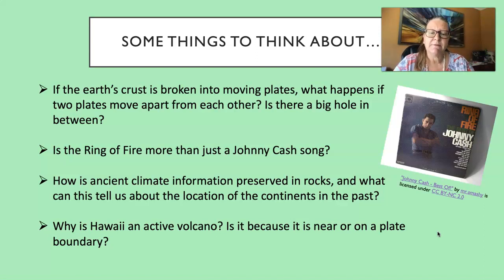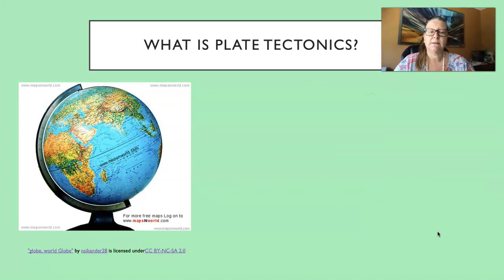How is ancient climate information preserved in rocks? And what does that tell us about the location of continents in the past? Why is Hawaii an active volcano? Is it because it's near or on a plate boundary? Things to think about. Okay, so let's start out with a definition.